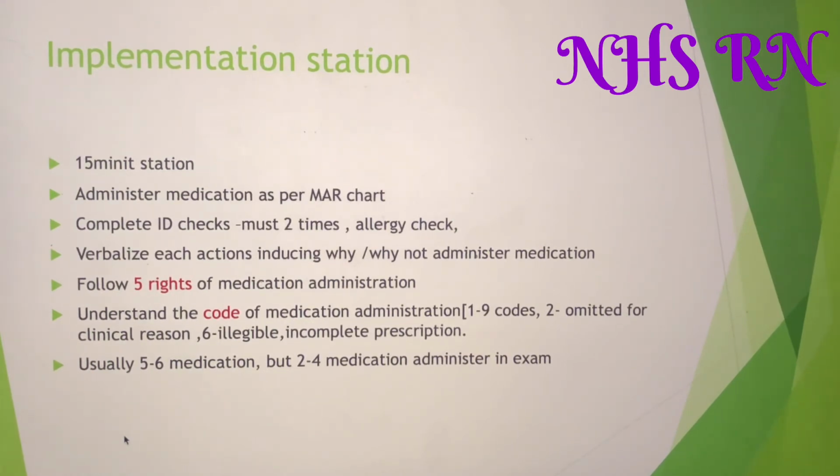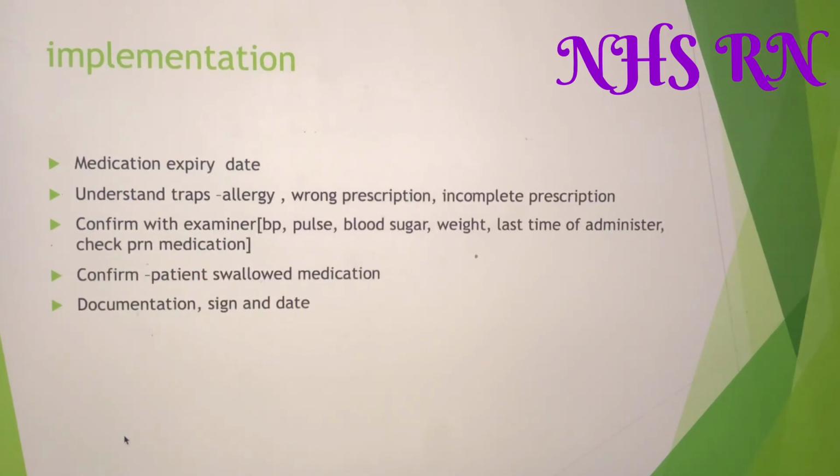Usually you will have 5 to 6 medications in the medication chart, but most probably you will give 2 to 4, maximum is 4. Okay, 2 to 3 medications in your implementation chart. When you do medication, you have to check the expiry date, and you also have to understand some traps. That trap is not the same as in assessment.